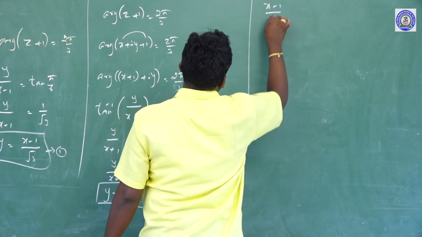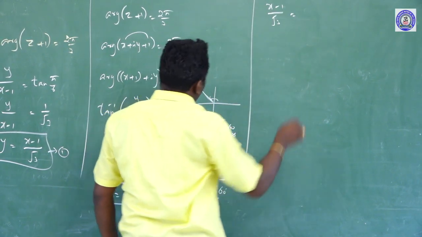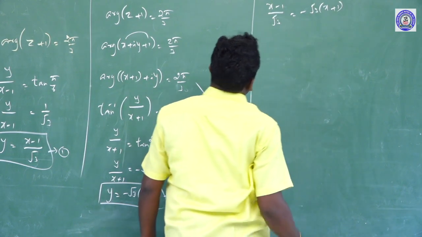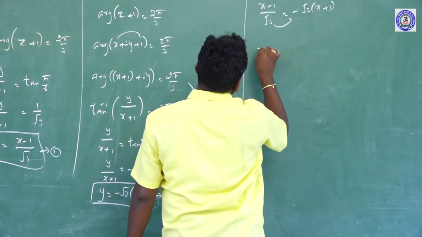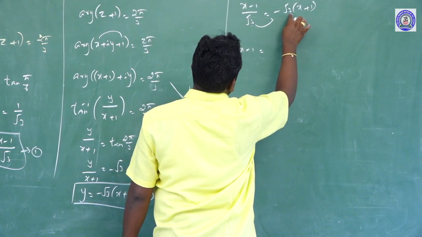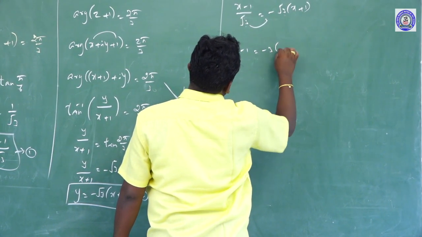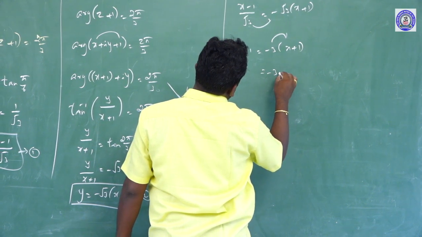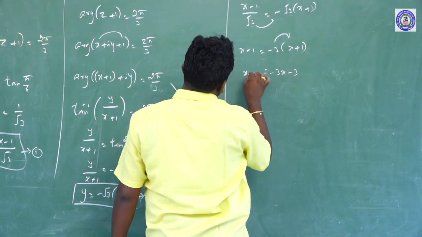(x − 1)/√3 = −√3 x + 1, second equation. Transfer the term: x − 1 = √3 × √3, which is 3, times (−3)(x + 1)... just multiply 3 inside the bracket: −3x − 3 = x − 1.